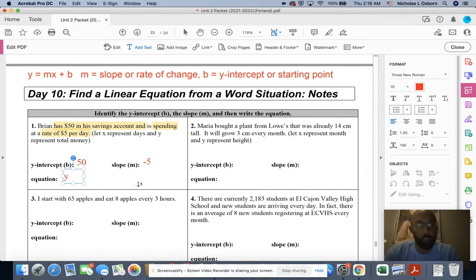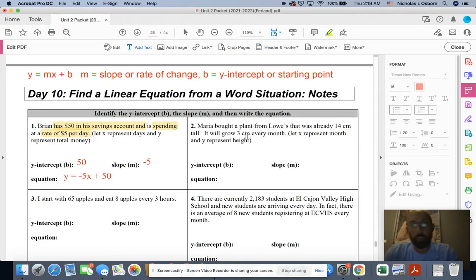Now let's create the equation. You always start with y equals your m, which in this case is -5, and then you always put x right after, and that's why it says right here, let x represent days and y represent the total money, because that's what your variables represent in your equation. Then you put plus 50. And 50 is your initial value or your y-intercept. All right, so let's go to the next one.